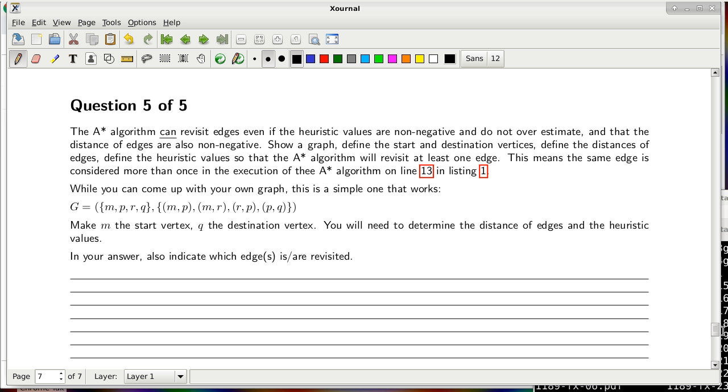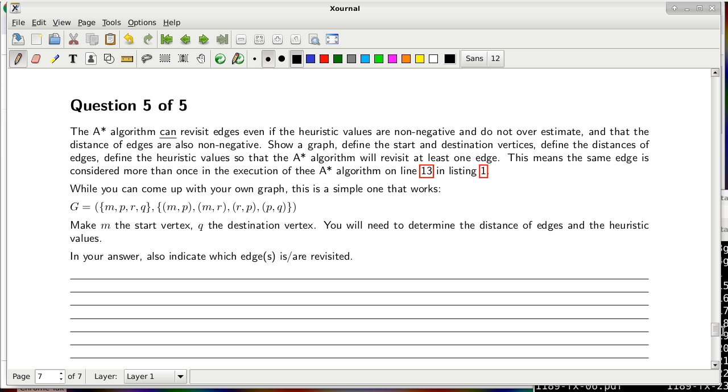This is one that works, which means if you say I don't want to copy anything from the text, I want to come up with my own, you can. That's a noble thing to do for homework assignments, but for a final exam, that might use up additional time that you may not be able to afford. So make M the start vertex, Q the destination, and you need to determine the distances of the edges and the heuristic values. Okay, so do you guys want to work on this one?